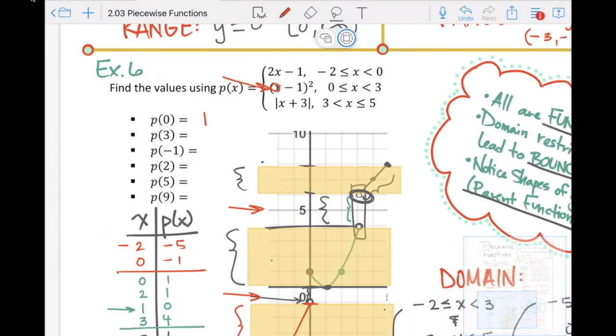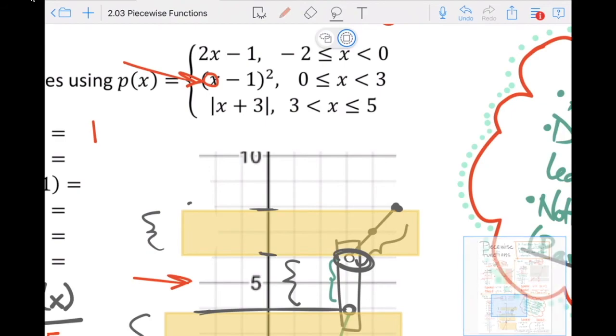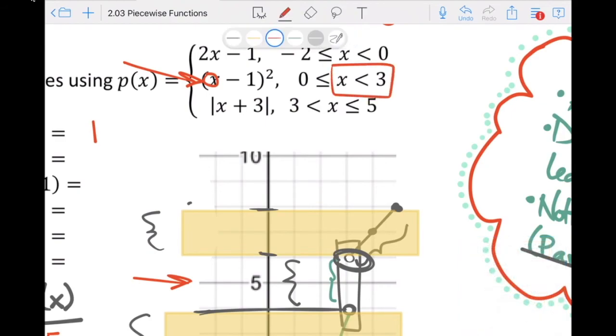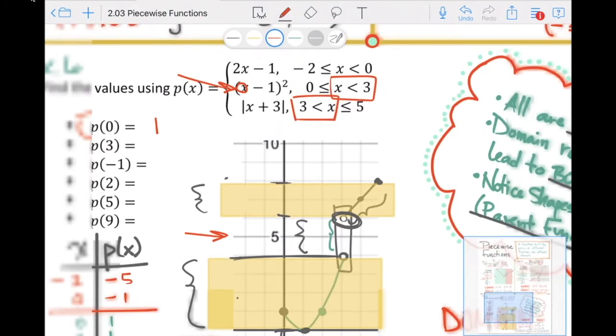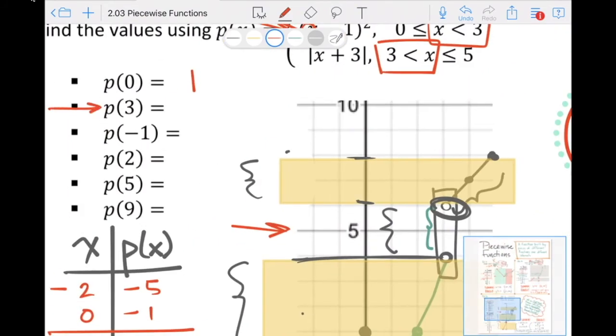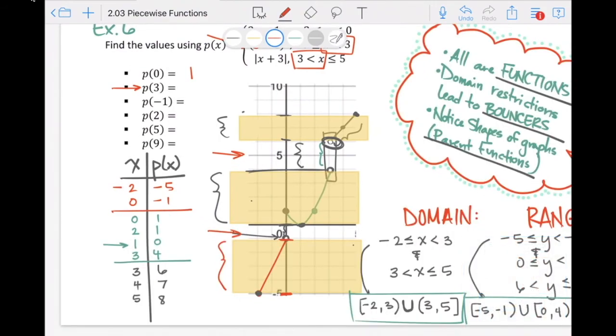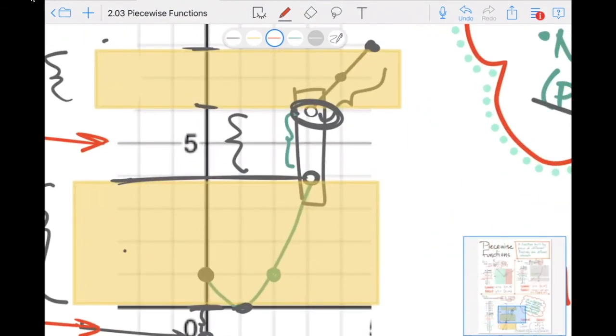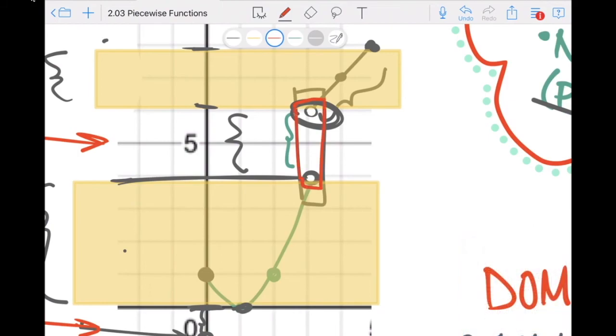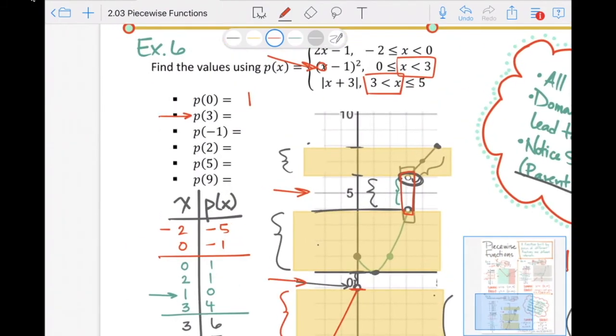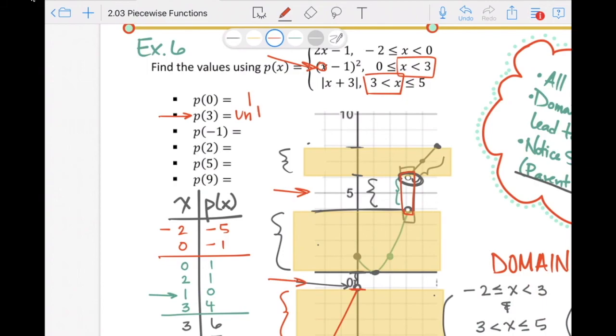All right, now p of 3. I want you to notice here, for that second interval, 3 is not included. And for the third interval, 3 is also not included. So it's like this is asking what's the value of y when the x value is 3. And if you notice, there is no value of y because there is no x. There is no value of x. So we would say that this piecewise function is undefined when x is equal to 3.